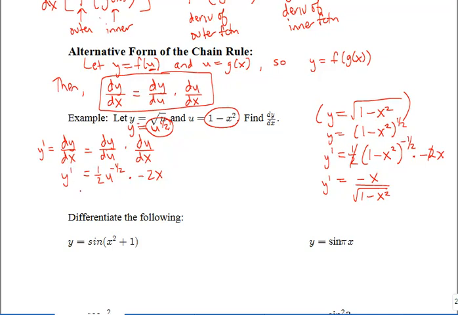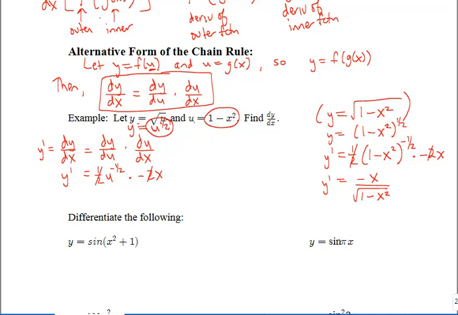This is our y prime. The 1/2 and the 2 cancel out, but we have a slight problem. We have a u multiplied by an x, and we don't really want to have two different variables here. So what could we do? Well, we know what u is in terms of x.